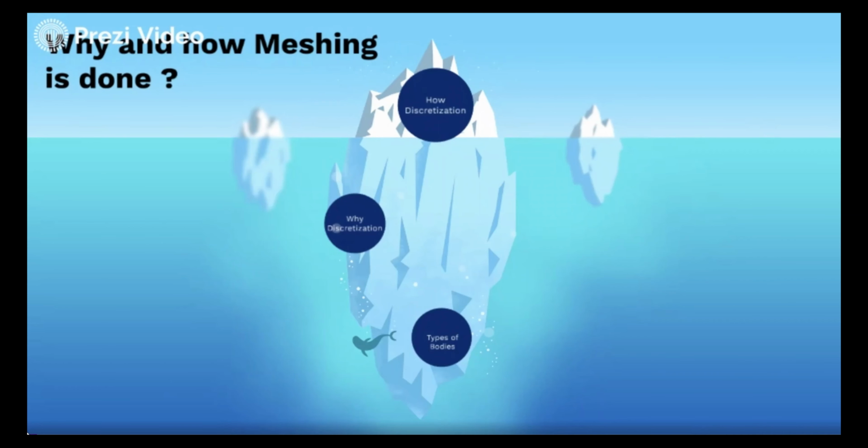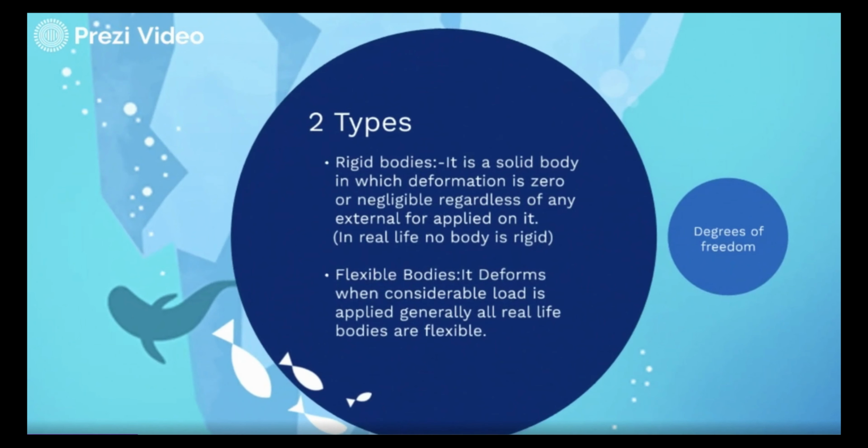In this video, we are going to learn about why meshing is the most important concept in analysis. There are generally two types of bodies. One is rigid and the other is flexible. A rigid body is defined as a body on which the distance between any 2 points in the body never changes, whatever the load applied on it. This simply means it doesn't deform for any external loads.